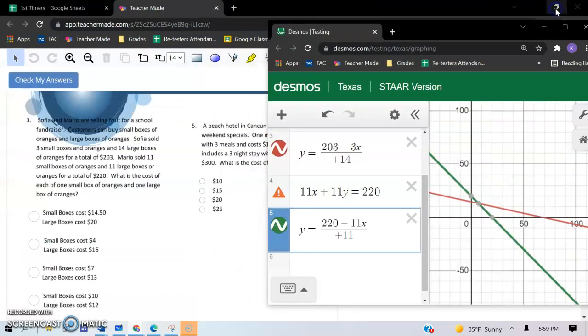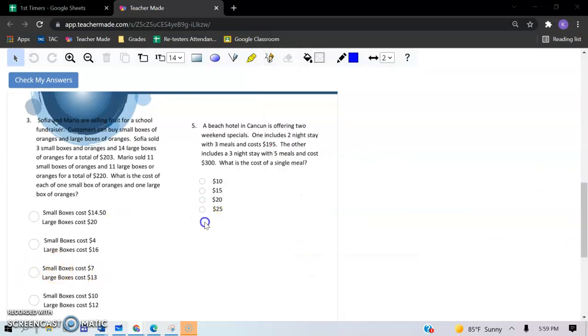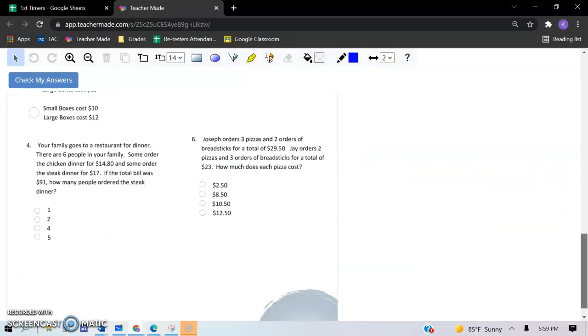So what is the question here? Oh, that's it. So how much is each small box? $7. And how much is each large box? $13. So the answer right here, it is the third one. Let's go on to number 4.